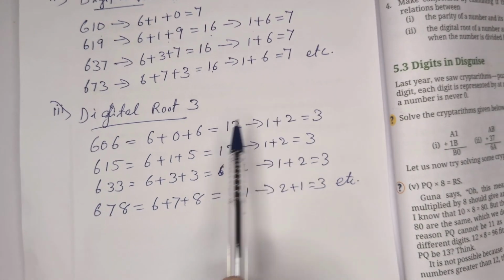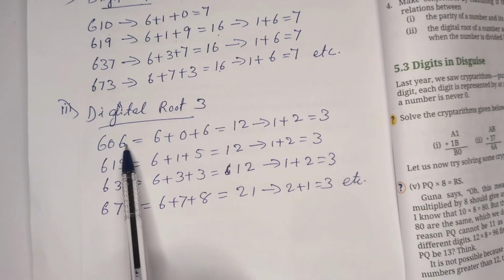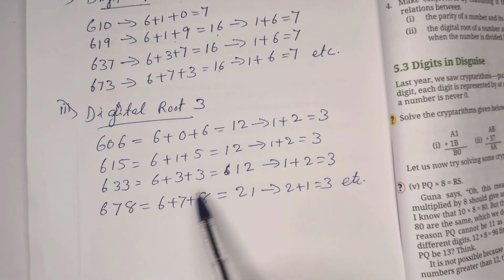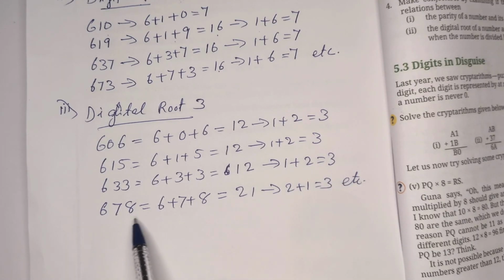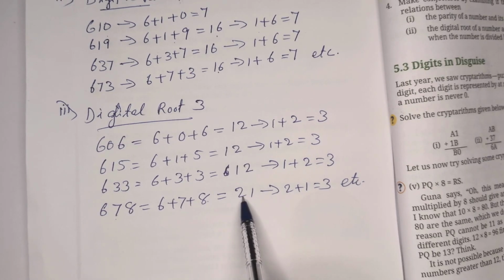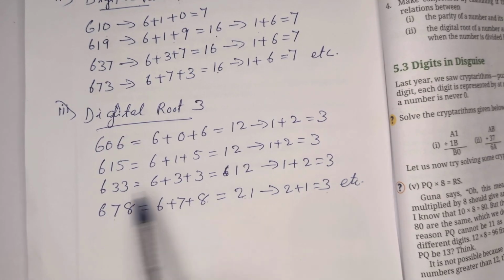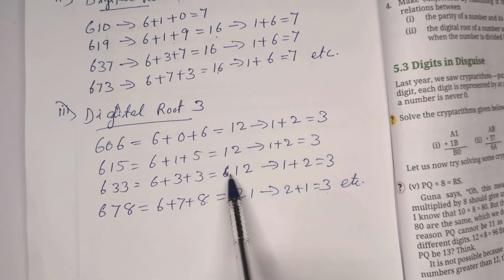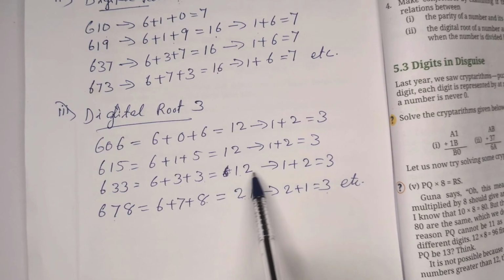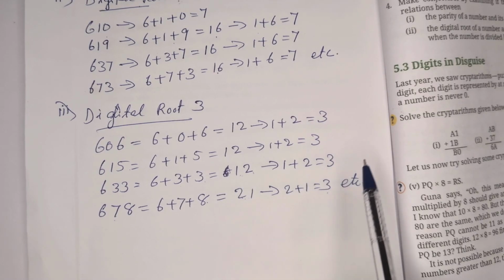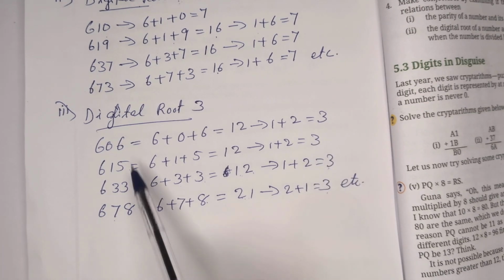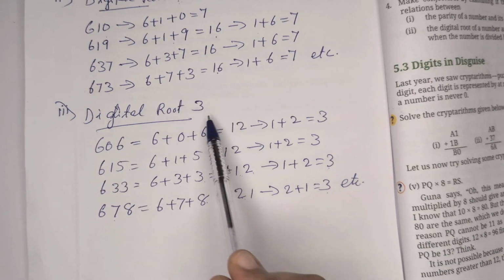Next part, that is 3. That also works the same way. Here are some examples: 606, 615, 633, 678, etc. When we add the digits of 678, 6 plus 7 plus 8, we get 21. Again add that, 2 plus 1, 3. For 633, 6 plus 3 plus 3 is 12. Again add that, 1 plus 2, 3. So if we get a single digit sum of 3, then we can say the digital root of these numbers is 3.